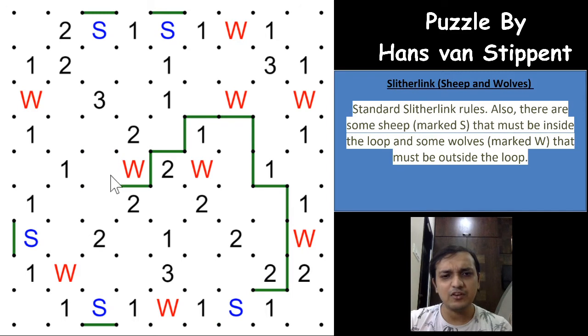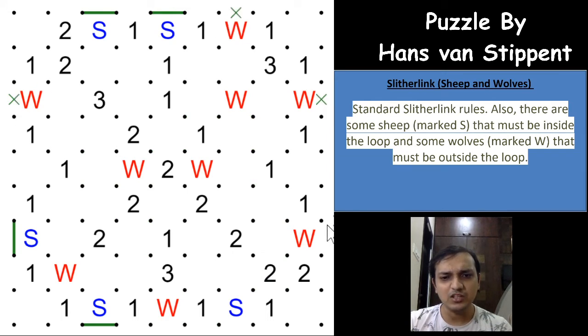And a W will never have a W at an edge. So if a W is at an edge, it will never have the loop segment, right? Because that will make the W inside the loop. So you can cross out those. Excellent, right? So that is the most important trick, I would say. W will always have an even number of loop segments towards the edge of the grid from the cell, and S will always have an odd number of loop segments towards the edge of the grid from that cell, right?